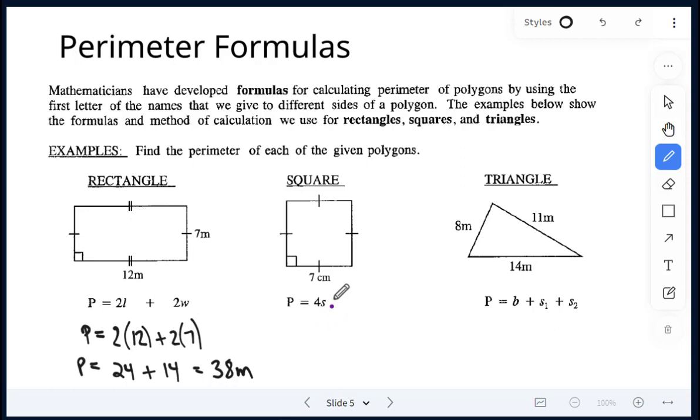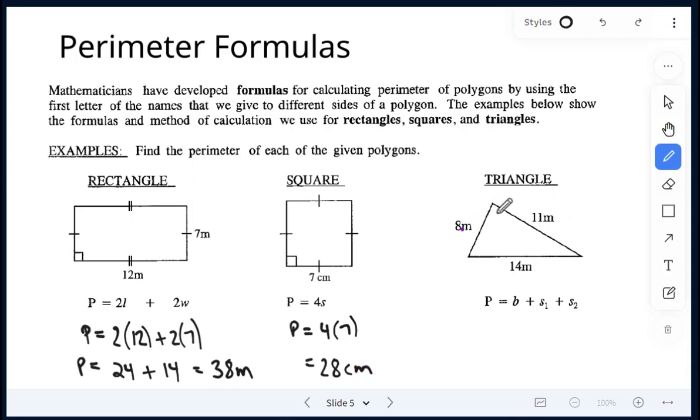For the square, each side is the same. So instead of adding 7 plus 7 plus 7 plus 7, you can just use the formula, which is 4 times side length. That's what S represents there. So that gives me 28 centimeters for that one.